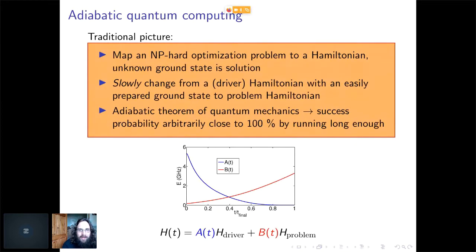And by the adiabatic theorem of quantum mechanics, you can get arbitrarily close to 100% success probability by running long enough, assuming you don't have any true crossings of energy levels, which you don't in models like the transverse field Ising model.